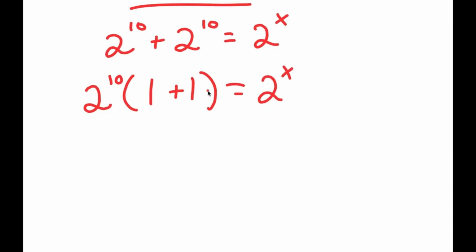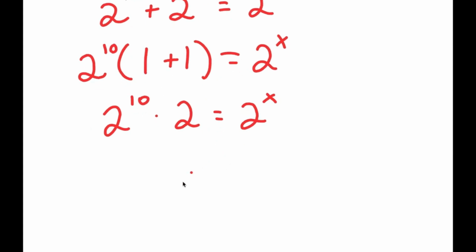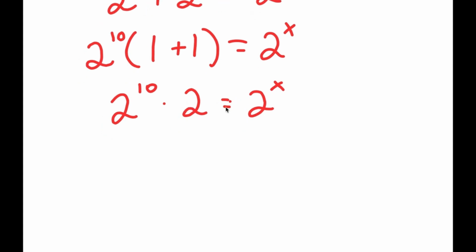Now from here, 1 plus 1 is equal to 2, so I get 2 to the power of 10 times 2 is equal to 2 to the power of x. And a simpler way of doing this is, instead of just factoring this out, well, we have two 2 to the power of 10s here, and if anything added by itself is the same thing as that number times 2. So we could have just said 2 to the power of 10 times 2 at the beginning instead of factoring it out.